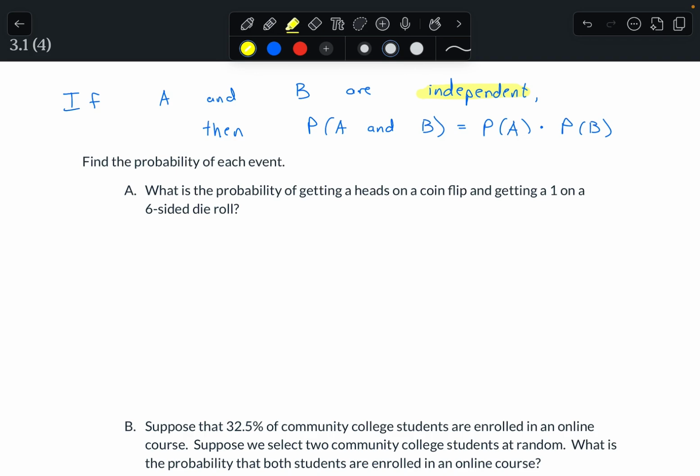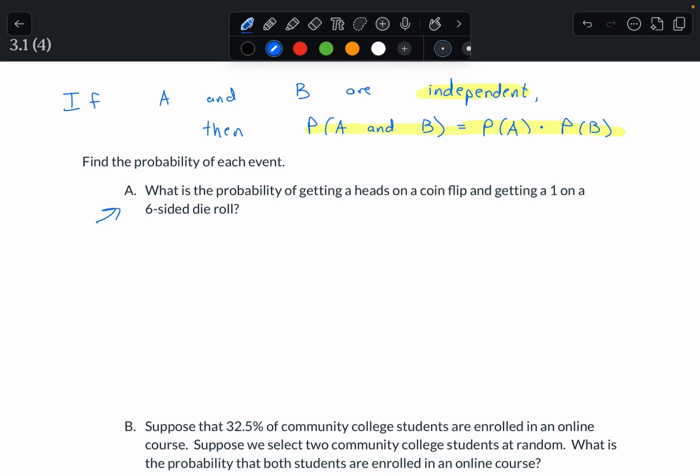If we're working with independent events, then the probability of A and B is just the probability of A times the probability of B. We just multiply their probabilities together. So I'll just have to find their probabilities separately, multiply them, and I'll have my answer. So let's take a look at these examples.